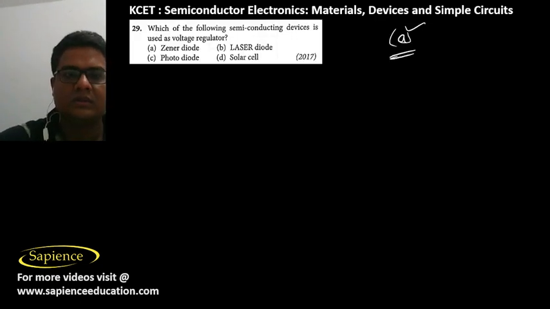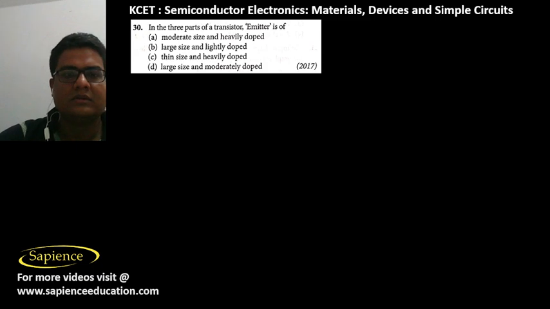Question number 30 is about the three parts of a transistor. The emitter is of moderate size and heavily doped. Option A is the correct answer.